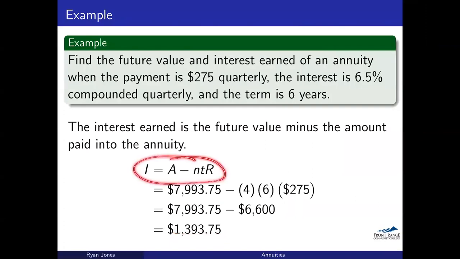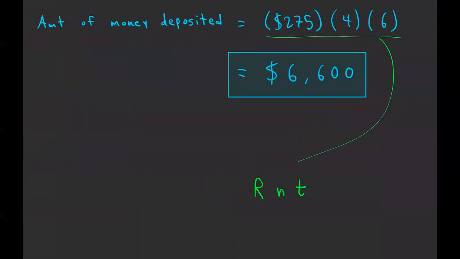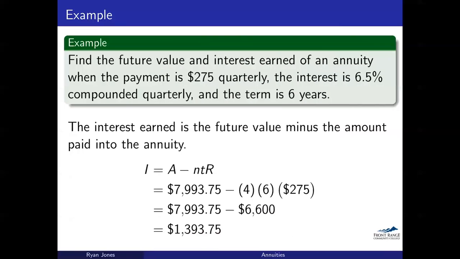And we've done that calculation right there. We've just taken that final value, that future value, and subtracted off how much was paid into the annuity, which, as we saw on this past slide, was just R times N times T. You can flip the order of those, N, T, R, it doesn't matter because they're all multiplied. But there we go, we have a calculation for that interest. That's really it. That's our example. We've answered the questions of what's the future value and what's the interest earned.